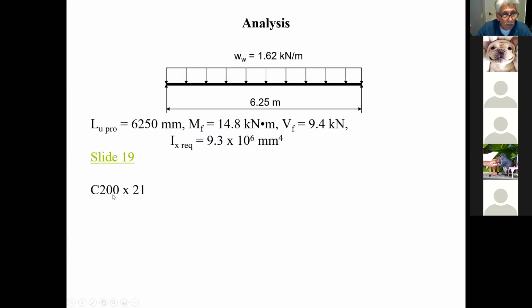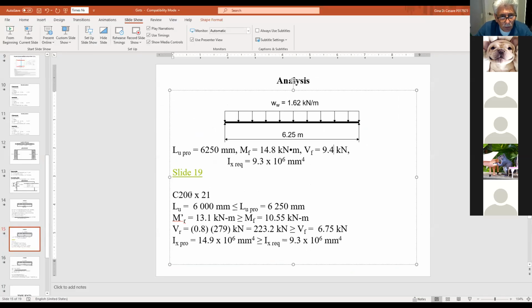So therefore, can somebody tell me what we picked? Sorry, we said it was going to be a W200 by 230 by... Can somebody just tell me what we picked? 230 by 22. Okay, that's the one we're going to pick.